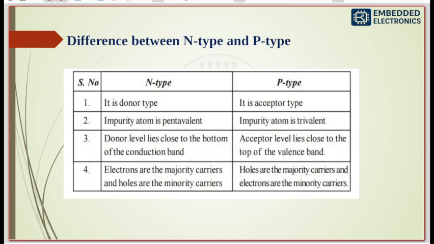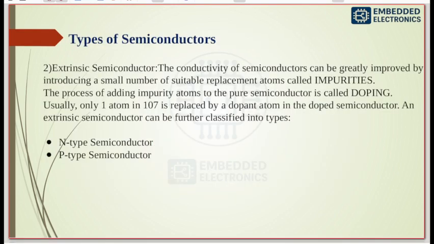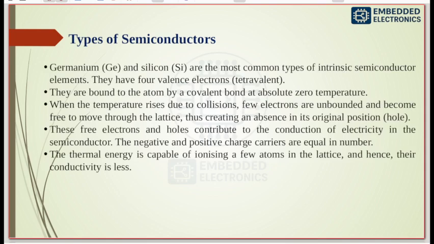But in the intrinsic type of semiconductor, that is the pure type, it is tetravalent, meaning there are 4. So 4 electrons are there.